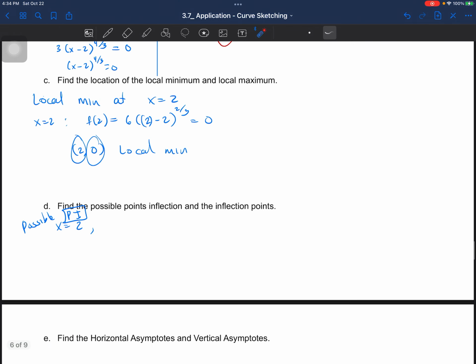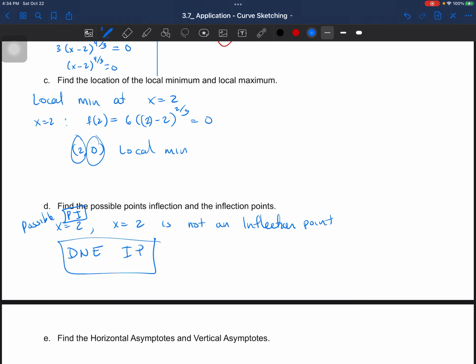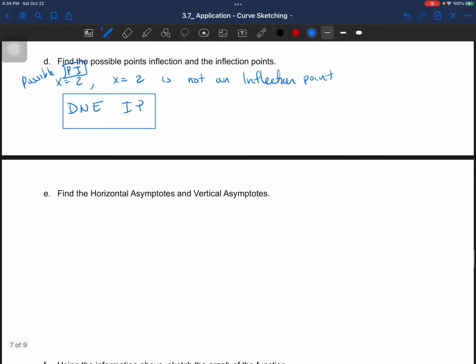But is it? Actually, it's not, right? Because there's no change of concavity. This is concave down, concave down. So there's no change of concavity. So that means, by definition, x equals 2 is not an inflection point. Remember that you need to have a change of concavity to have an inflection point. So it does not exist, right? Inflection point does not exist.